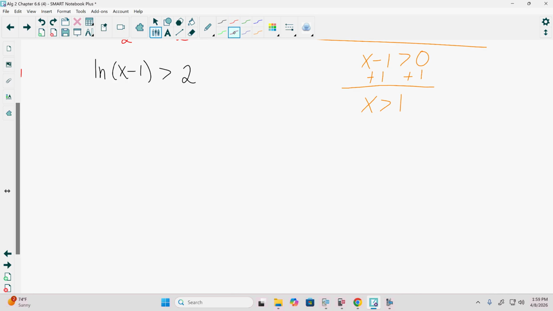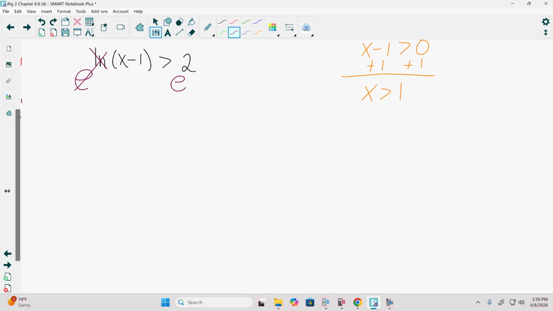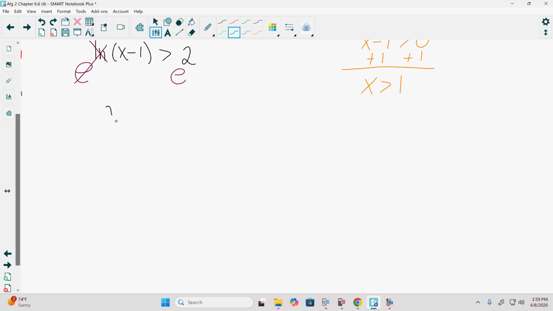Now the logarithm is by itself. So now we need to put both sides to the base that matches the base of this log. And since it's ln, we know the base has to be e. So we're going to put both sides to the base of e. And our e and ln will cancel, leaving us with x minus 1 is greater than e squared.